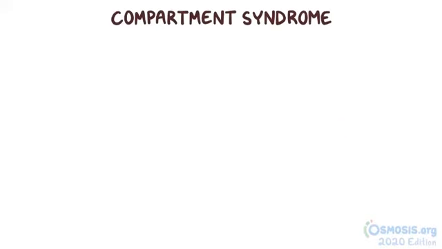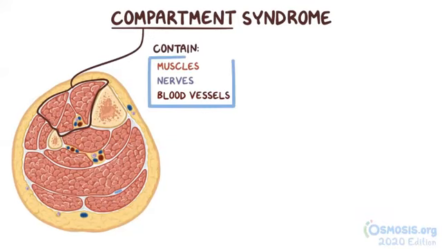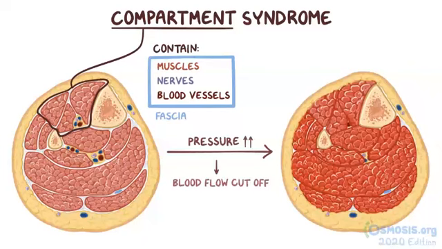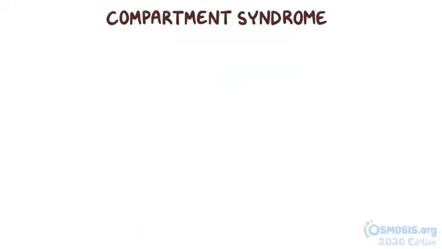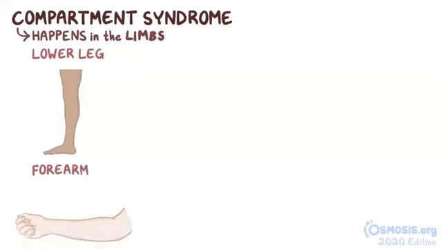With compartment syndrome, compartment refers to separate sections of the body that contain muscles, nerves, and blood vessels surrounded by a layer of fibrous connective tissue. When the pressure within these compartments rises, normal blood flow can be cut off, leading to tissue damage due to hypoxia, or the lack of oxygen. Compartment syndrome typically happens in the limbs, usually in the lower leg or the forearm.